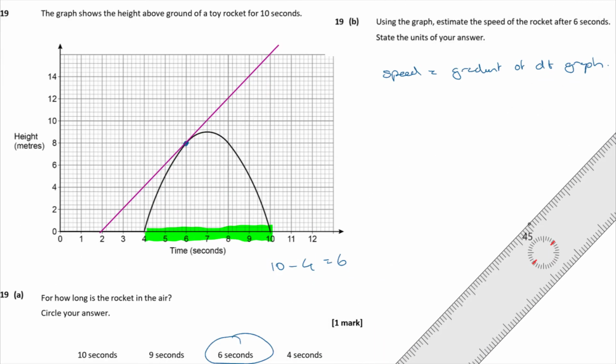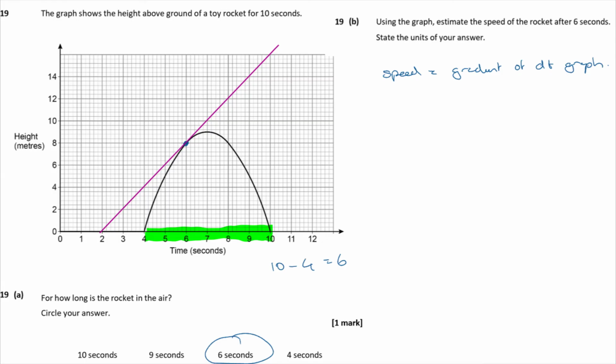So that's my tangent. So then, because I haven't got a straight line, I'm going to work out the gradient of the tangent rather than the gradient of the line, because I haven't got a line. So what I'm going to do is pick 2 points on that tangent that I can easily read. I think I'm going to pick this point down here at 2, 0.